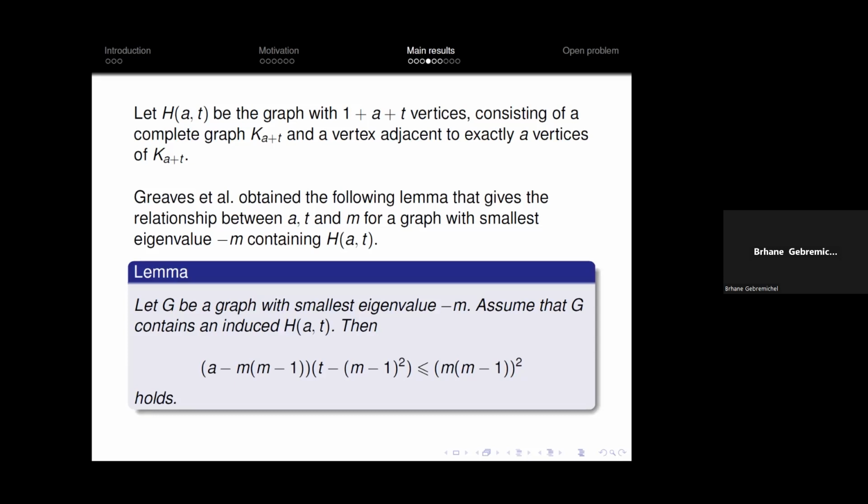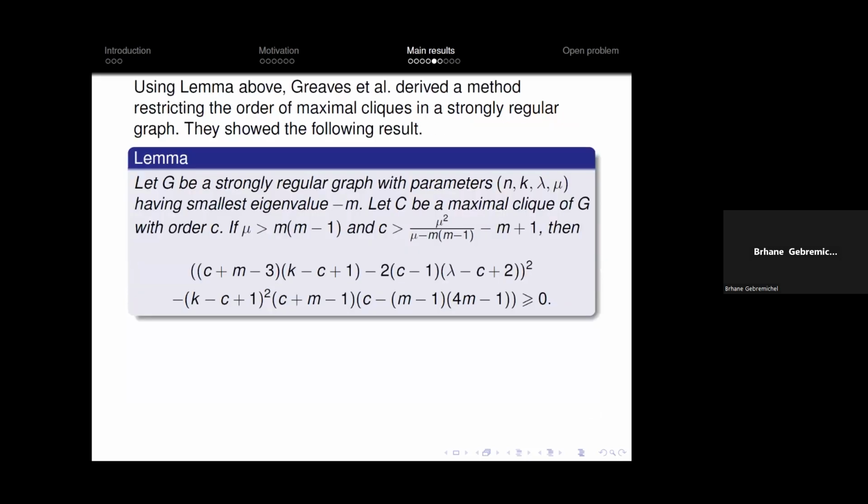We call it hat. So let G be a graph with smallest eigenvalue negative m. Assume that the graph contains an induced hat, then A minus m times m minus 1 times T minus m minus 1 squared is at most m times m minus 1 the whole squared. We have this condition. So based on this lemma, they derived a method which restricts the order of a maximal clique in a strongly regular graph. The result is as follows.